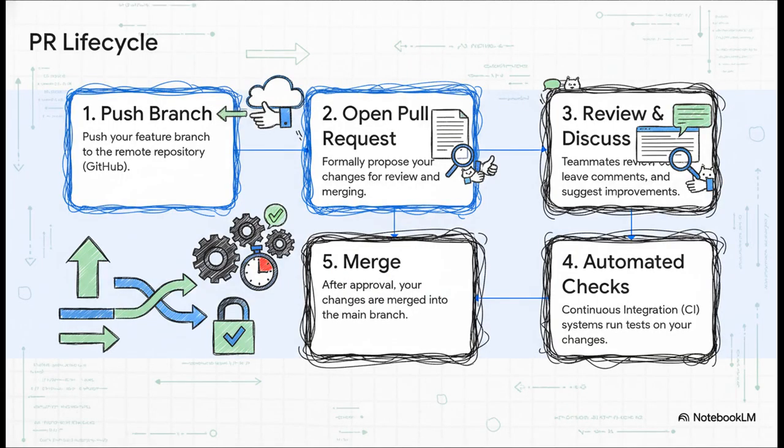As soon as a PR is open, a couple of things happen. First, your teammates can look at every single line of code you wrote, ask questions, and suggest improvements. And at the same time, automated systems can run a whole suite of tests to check for bugs. It's a system designed to catch mistakes before they cause problems. Only after it passes both the human review and the robot checks does the code finally get merged.